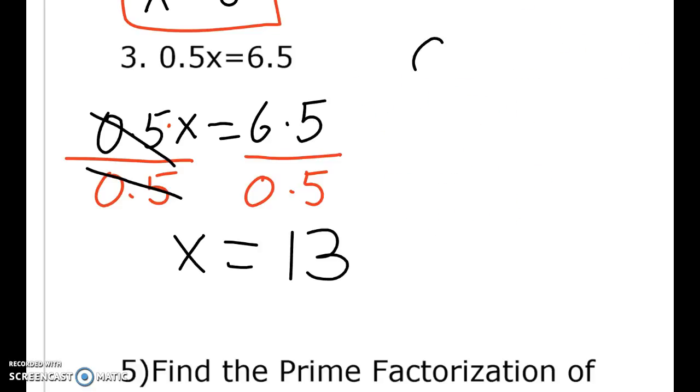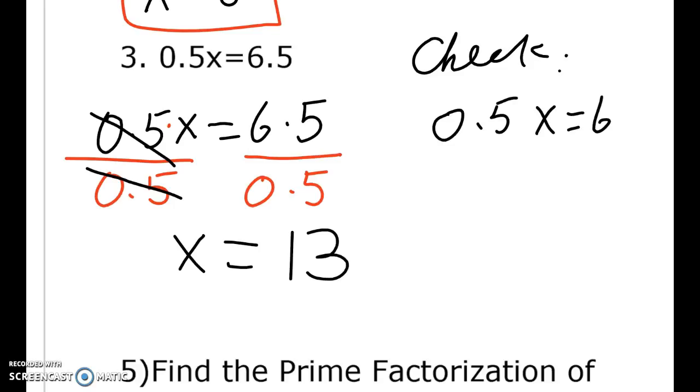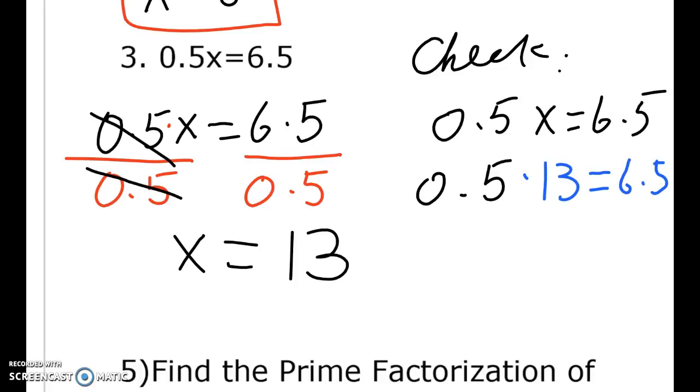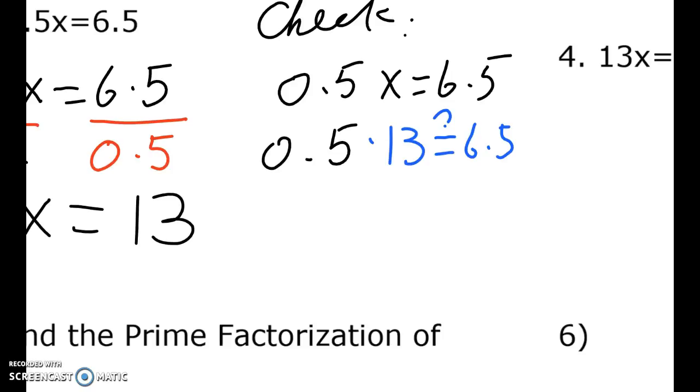Now let's check if that's the correct answer. So we copy the original equation, and now we substitute in. We replace the x with 13. So we need to see if that's true. What do we do now? 0.5 times 13. Let's do it somewhere else. So we're now trying to see if 13 times 0.5 is 6.5.